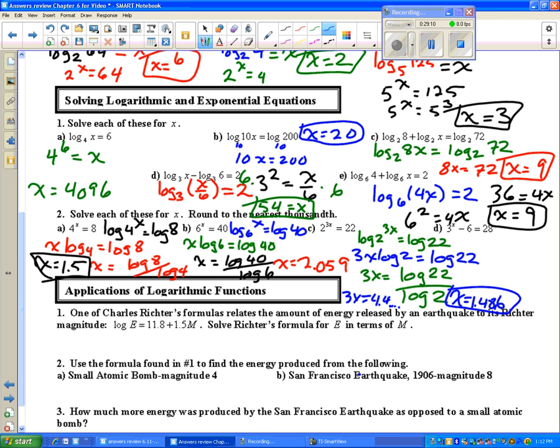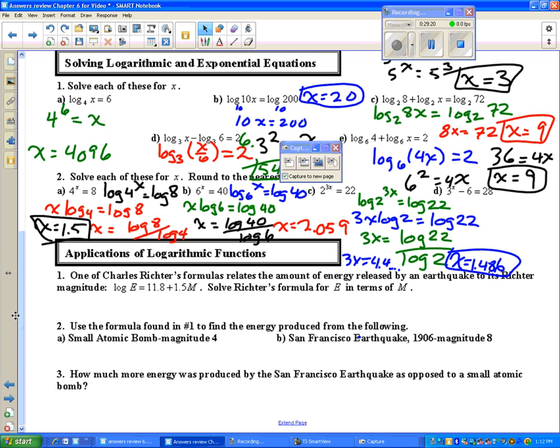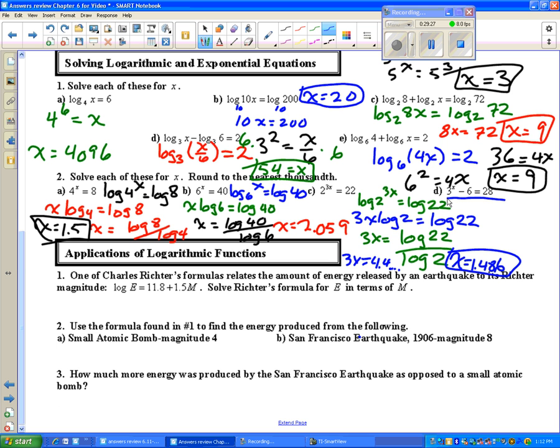Number 4, letter D here, I obviously don't have enough room. I tried to make it fit, but I tell you what, let's see if I can do it right in this space right here. I'm going to do 3 to the x minus 6 is equal to 28. Add 6 to both sides. You get 3 to the x is equal to 34.